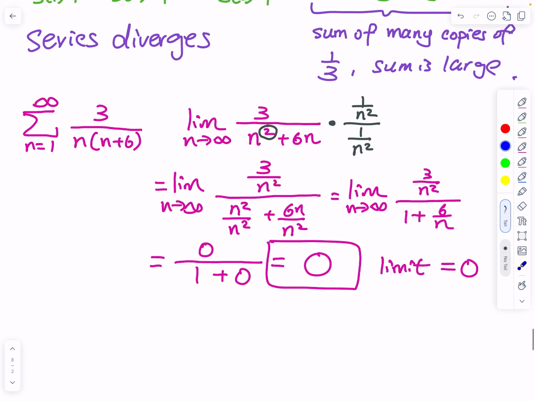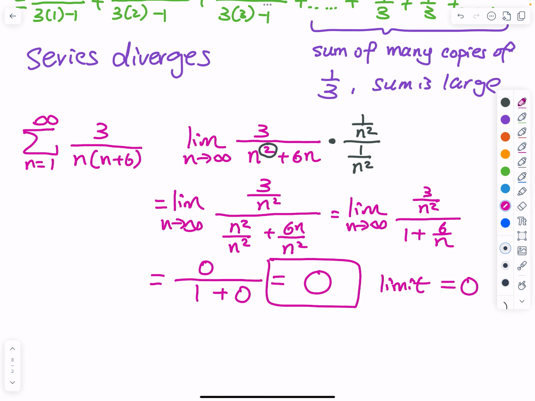So now I can say the series converges. Okay, so that is the nth term test. We have some examples for divergence and one example for convergence. So that is the end of this video.